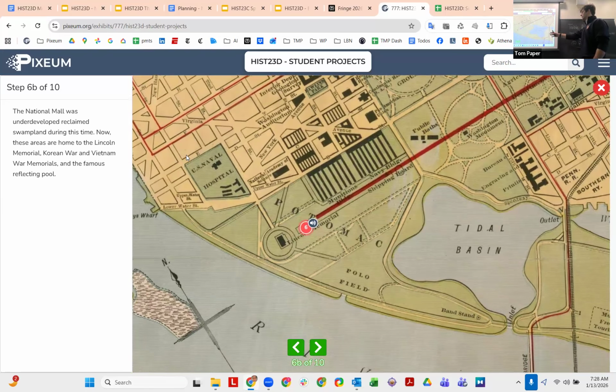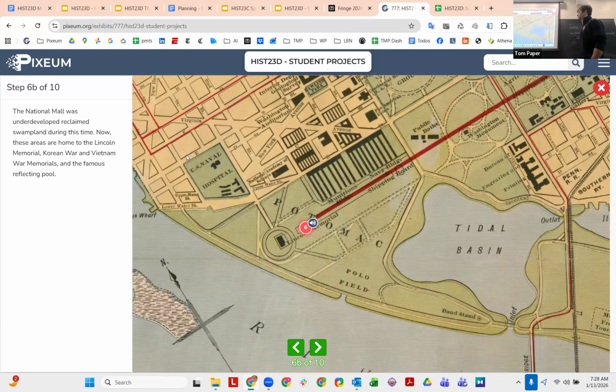Six, it's interesting to look at the development of the National Mall. So the Lincoln Memorial was just put in there, and again, the map version changed, but now the Reflecting Pool is right there. There's no Munitions Building. This is the Vietnam War Memorial. The Korean War Memorial is down here as well. So this was all reclaimed swampland, and it's changed a lot over the last 80 years, or I guess 100 years since this map was made.